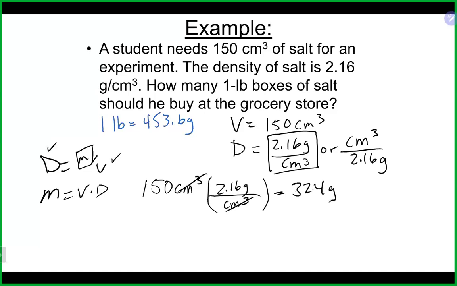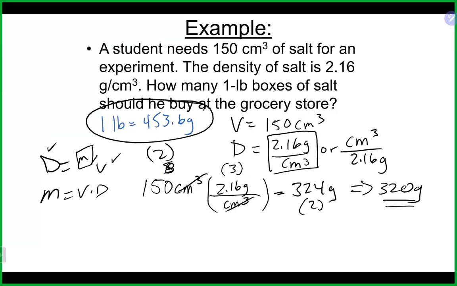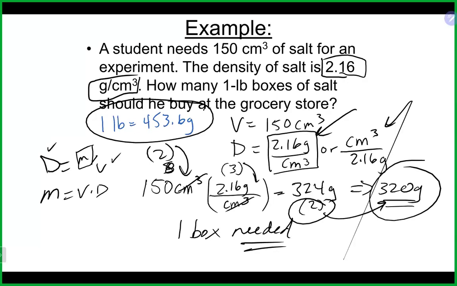When we look at significant figures, really this has two significant figures. That's got three significant figures, which means this should head down to about 320 grams if we were going to use that for our answer. 320 grams is clearly less than 1 pound, so we also want to make sure that we answer the actual question being asked, right? 1 box would be needed, and you'll have some left over at that point. So a couple important things. 150 only has two significant figures, and we multiply it, right?